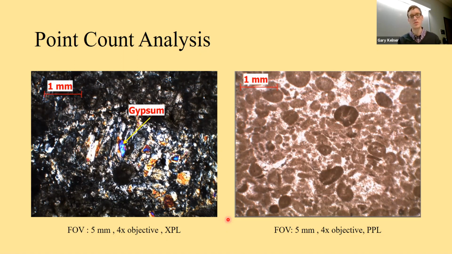These are some examples of thin sections seen within this study area. This thin section on the left shows gypsum as indicated by the arrow as seen in thin section. This is in cross-polarized light. And this thin section on the right shows pellets and ooids as seen in petrographic thin section. And this is in plain polarized light.